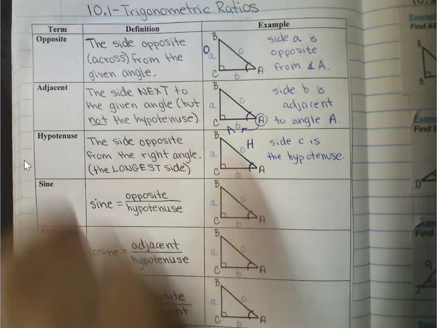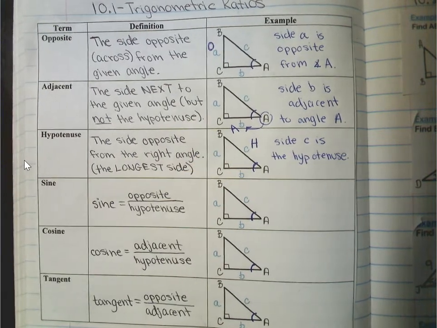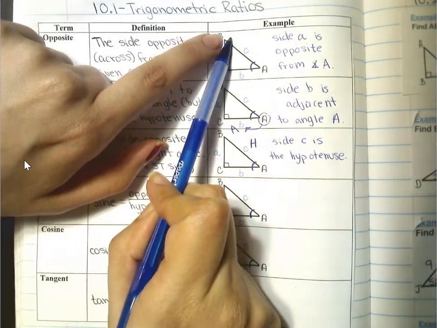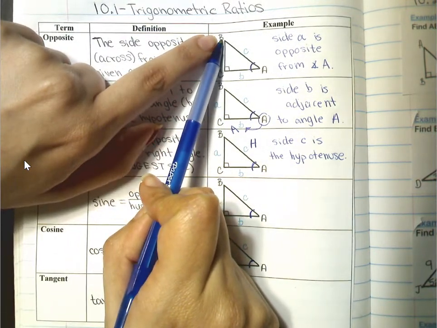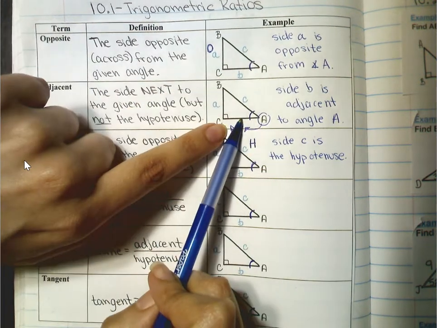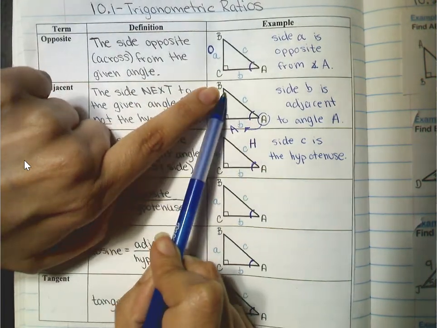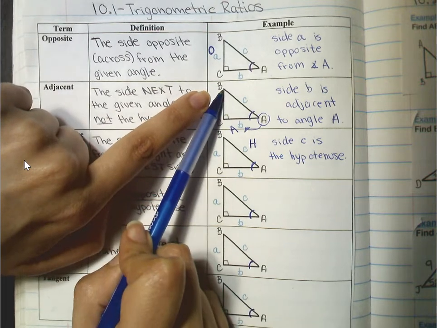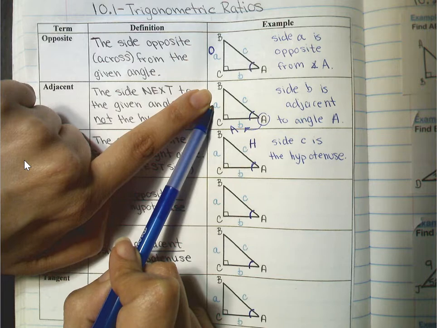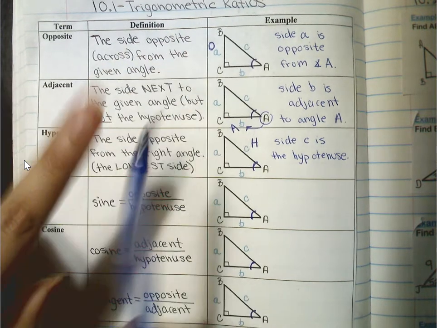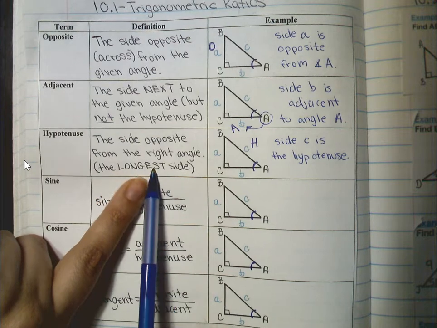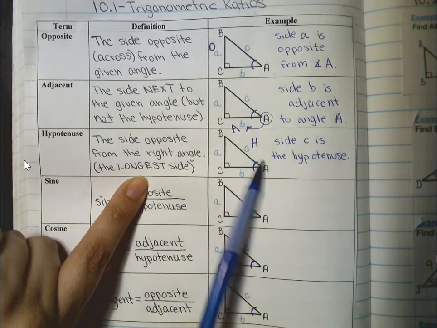So remember, those two depend on the angle that they're giving you. So for example, if instead of A they marked angle B, then the side opposite from angle B would be side B. Same thing here. And if instead of A they marked B, adjacent to angle B would have been the side A because it's next to it. So it depends on the given angle. The one that just never changes is the hypotenuse. It doesn't matter which angle they're giving you. Hypotenuse is always the longest side.